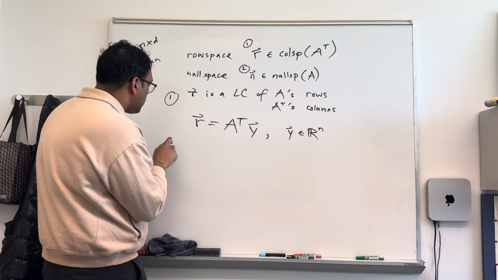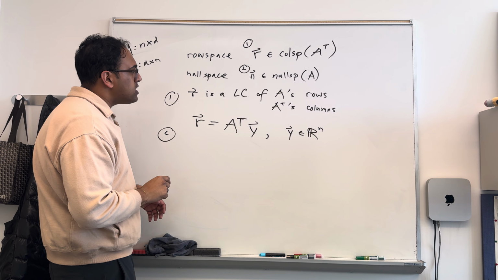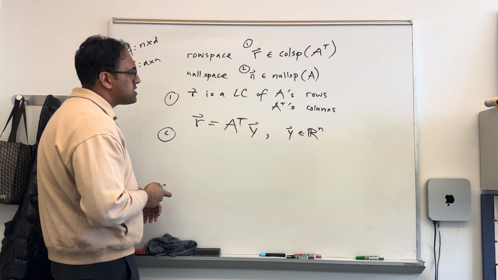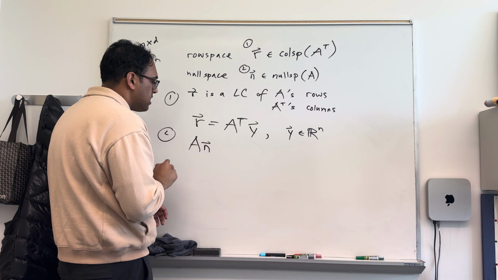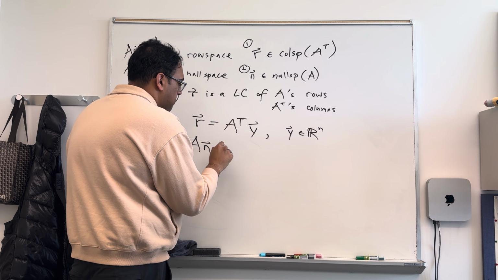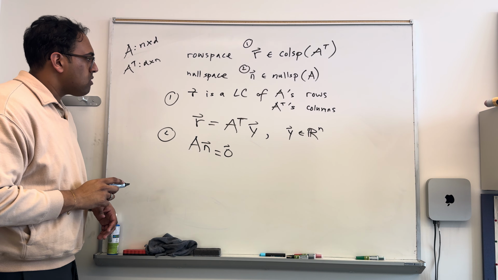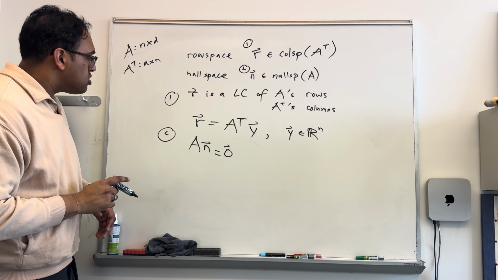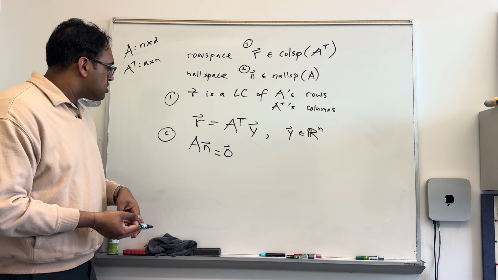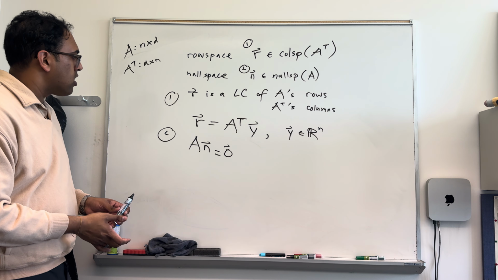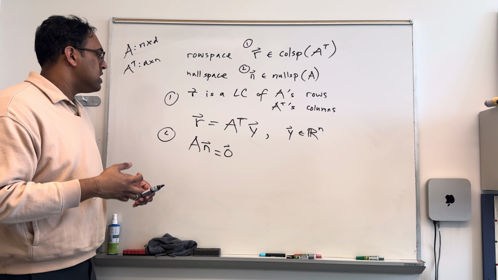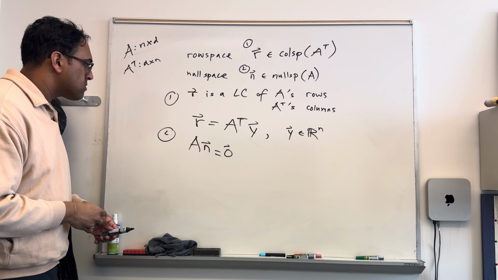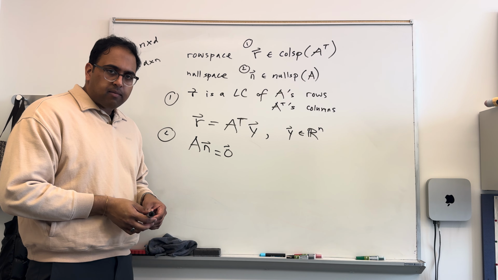So that's very good. Two, what does it mean for n to be in the null space of A? What this means is that when you multiply A by n, you get back the 0 vector. Okay? Now it turns out n and r are orthogonal, like I said, and the question is, how do we show that that is the case? I'll give you a second to pause the video and think about it.